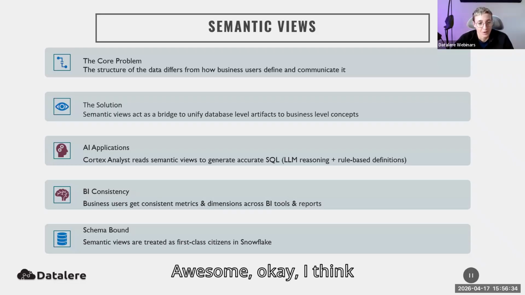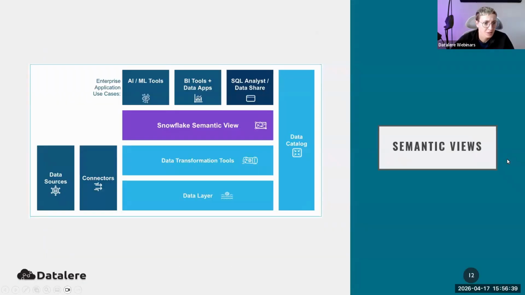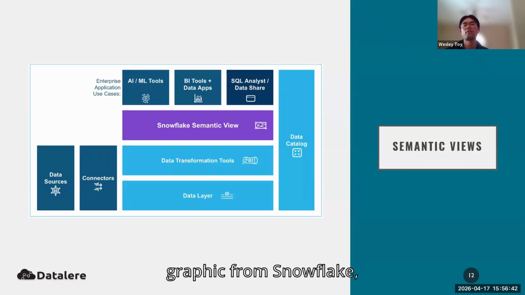Awesome. Okay, I think you had one more slide, Wes, on the semantic views. Yeah, this is just a graphic from Snowflake, but just another way to think about how semantic views fit into everything. So we have our data coming in from all these various sources, and it doesn't matter if you're using a medallion architecture or a zone-based architecture, but these semantic views really sit on top of that final layer. So whether it be the gold layer or the analytics layer, after you've transformed it and you've got your data well modeled, the semantic view sits on top of that, and that's where you start having the discussion of what the business terms of your data actually mean.